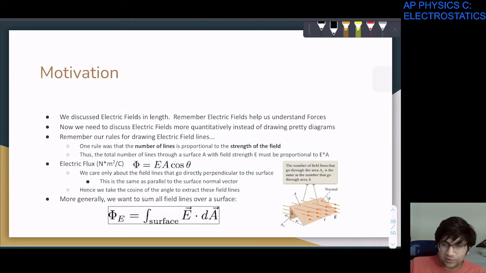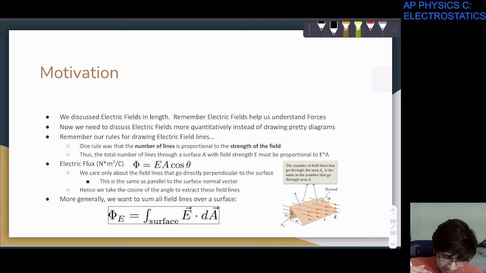we were discussing electric fields, and then electric fields help us understand forces, right? So now we need to be more rigorous in the way that we look at electric fields. And we were drawing diagrams earlier, but now we're interested in relationships between how we draw those lines and the charges itself. And remember that we said that the number of lines is proportional to the strength of the field. So we had a charge of Q, and then we had a charge of 10Q, and the 10Q had 10 times more field lines emanating from it than the single Q.